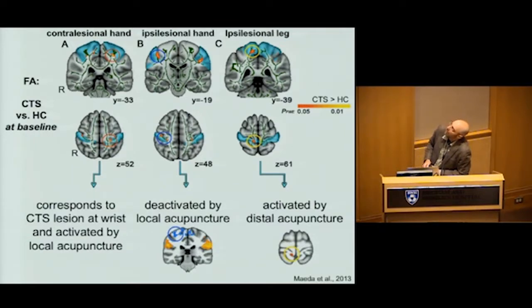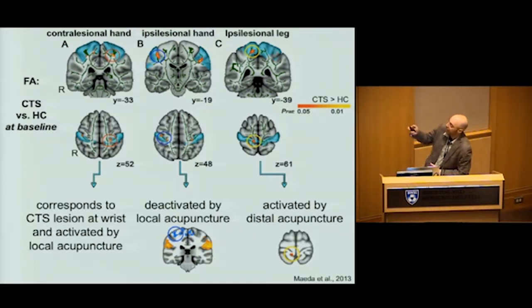So again, the contralesional hand corresponds to the CTS lesion at the wrist and is activated by local acupuncture, whereas the ipsilesional side, we know then, is deactivated by the acupuncture procedure. This was a different paper where we actually looked at brain response to the acupuncture procedure itself, finding activation contralaterally to the electroacupuncture stimulation and deactivation ipsilaterally. And also when you stimulate on the leg, on the ankle area, you get, of course, activation contralaterally in S1 to the location that you're stimulating.